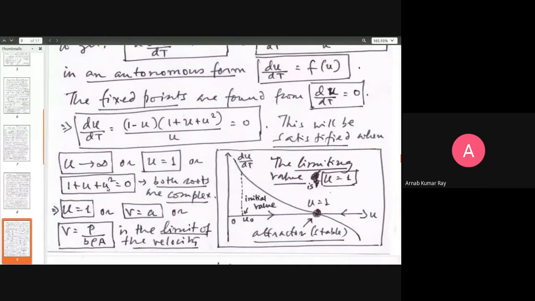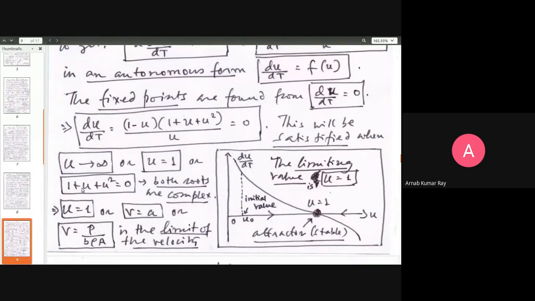Minus b plus or minus the square root of b squared minus 4ac, the whole thing divided by 2a, right? Here a, b, c are all equal to 1. So b squared minus 4ac is 1 minus 4, which is minus 3. The square root of minus 3 will give you a complex number. Both roots will be complex, so this is not a physical scenario.